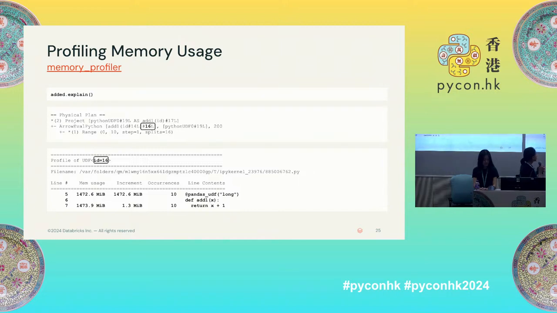To properly understand the output of the memory profiler, you have to run explain first against your DataFrame. Then it will show some ID of your UDF execution, and you can map the ID to the result of the profiler. So here at the bottom, you see for instance, this is my UDF, and it shows which line consumed how much memory.